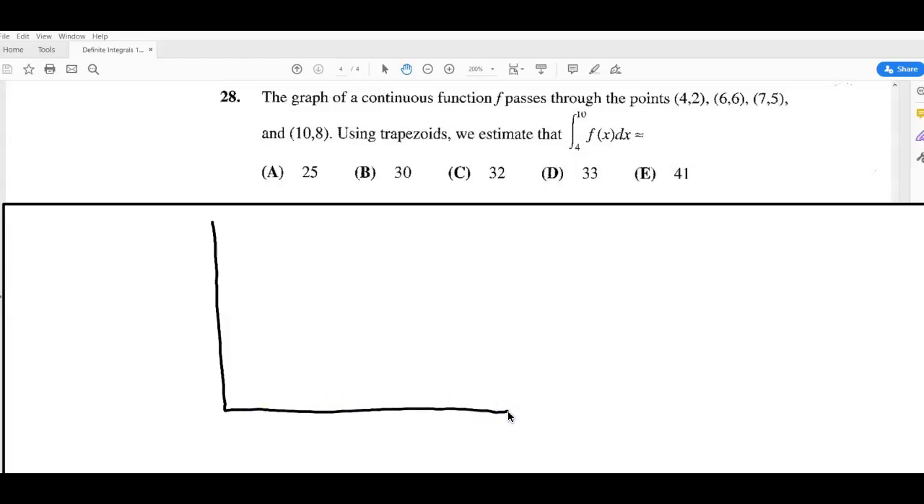What do we have here? We've got 4, 2. We have 6, 6. The only problem with graphing is that you probably should label your points so that you make sure you get your heights right when you do your calculations. 7, 5. And 10, 8.